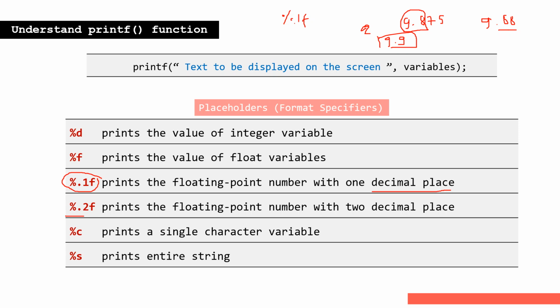Suppose you want to display a character. Again the same thing, instead of %d you will write %c, and if you want to display a string, that is an array of characters, in that case you will write %s. So this is the basic printf function which can be used. Let us move on further.